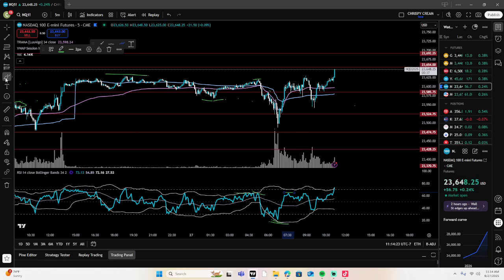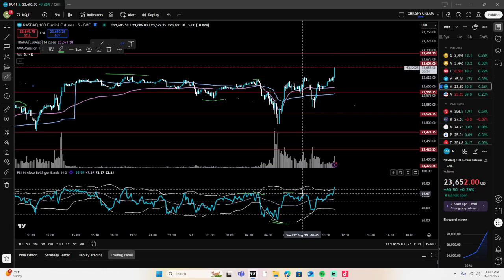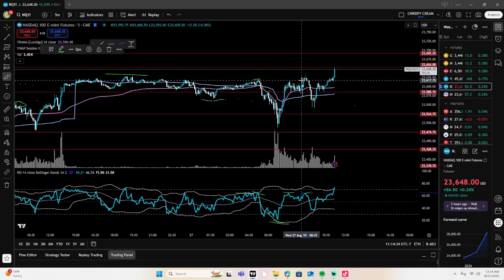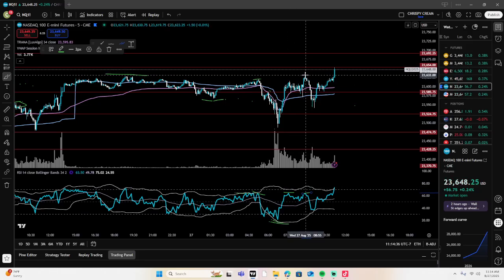So we do end up topping out once again on the RSI. And you can see this one was kind of easy to see. It was pretty flat. This one was a bit more tricky with the bands opening up. And the reason why the band was opening up is because there was a possibility.